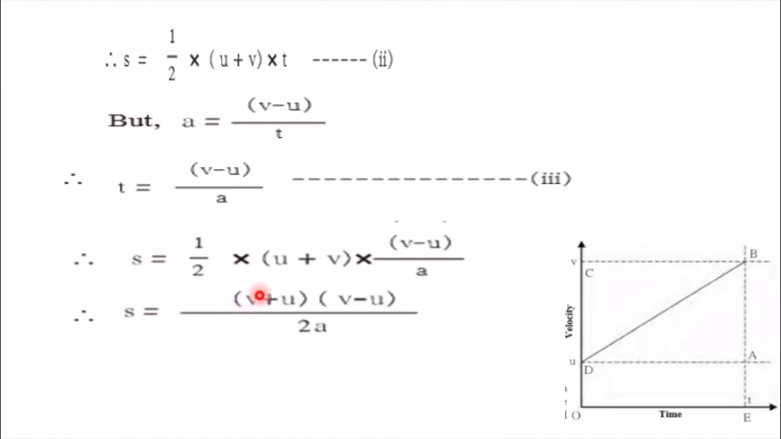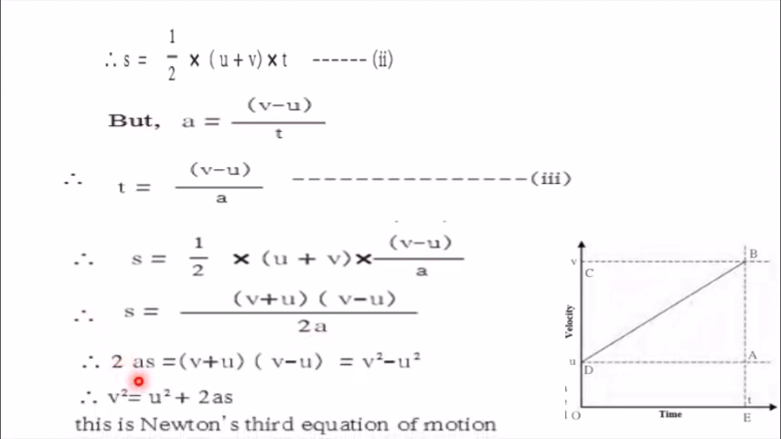Then we will get S is equal to, we have just interchanged the values here. Instead of U plus V, we have written V plus U. It makes no difference. Bracket V minus U upon 2 and A, that is 2 multiplied by A. What I can do next is, I can send 2A on the left hand side. So it will become 2AS is equal to V plus U and V minus U. If I open the bracket, I can multiply V here and then V here. So after opening the bracket, what I will get is V square minus U square. So 2AS will be equal to V square minus U square.